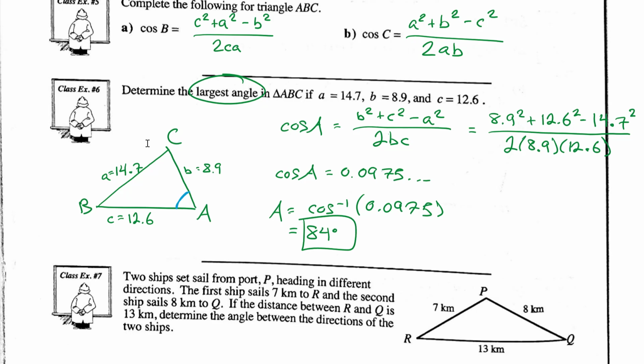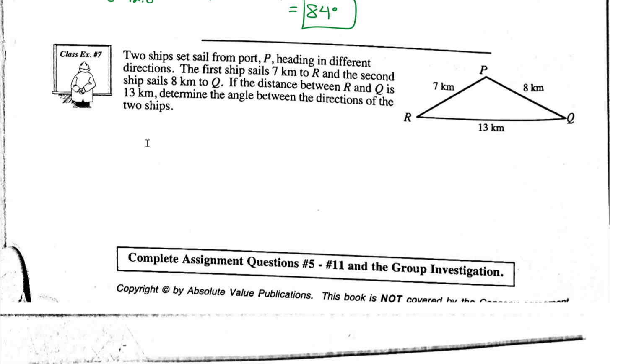So one last example to finish things off here. Two ships set sail for port P, heading in different directions. The first one sails 7 kilometers to R, and the second one sails 8 kilometers to Q. Okay, so they've kind of told you everything going on here. The distance between R and Q is 13 kilometers. Determine the angle between the direction of the two ships. So the angle between the two ships, we're going to be looking for angle P in the diagram here.